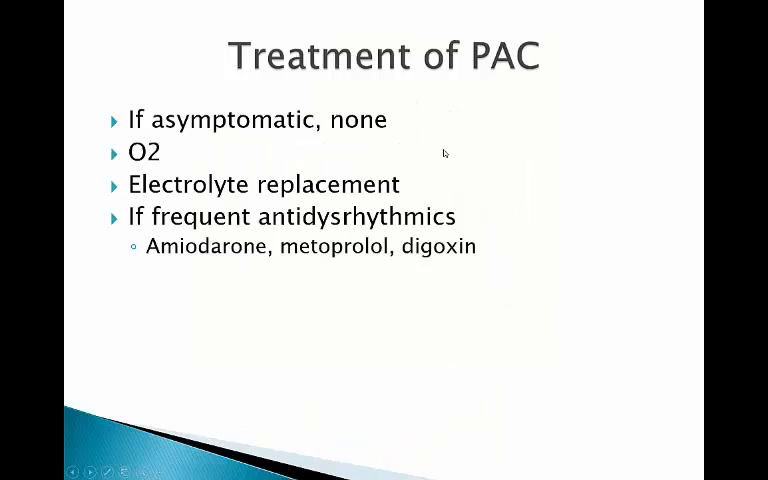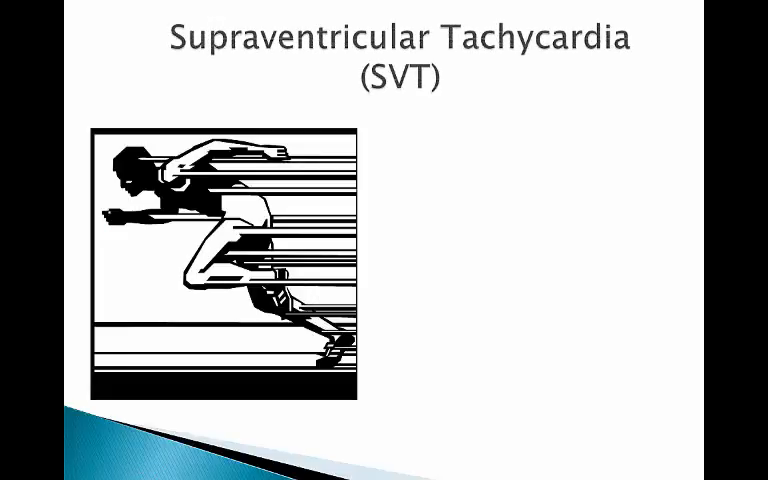Really, we don't treat them unless the patient is symptomatic. Again, we can check electrolytes, so if we need to replace electrolytes, we could. If they're really frequent, then we might try some kind of antidysrhythmic medication like amiodarone, metoprolol, or digoxin. Or if they're hypoxic, we could give them oxygen too, but usually they're asymptomatic and they don't even know they're having them.